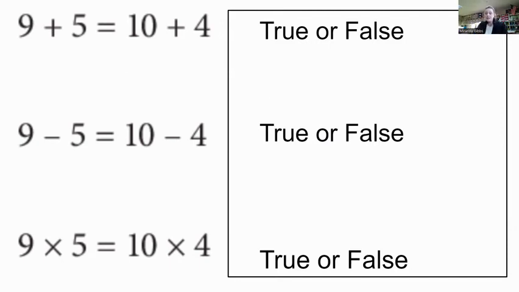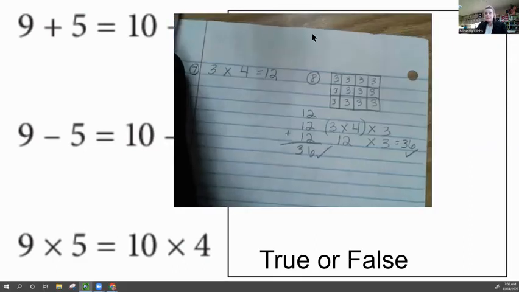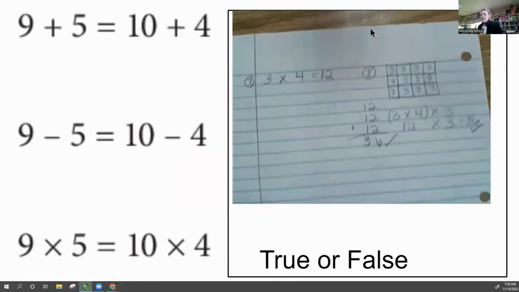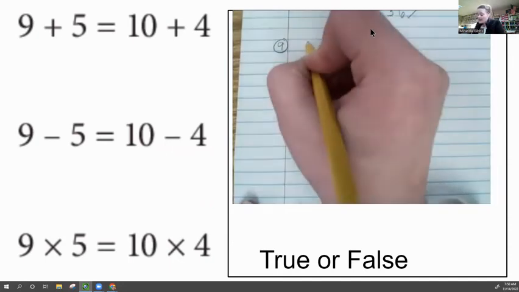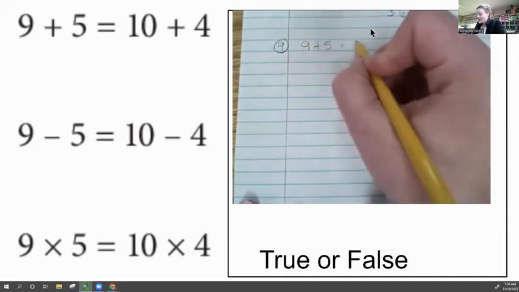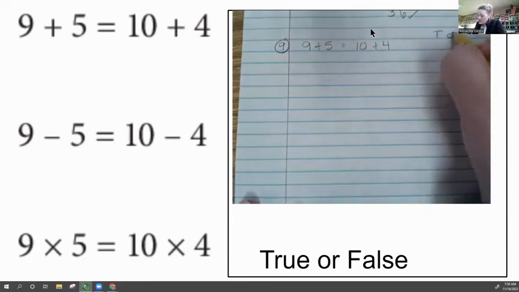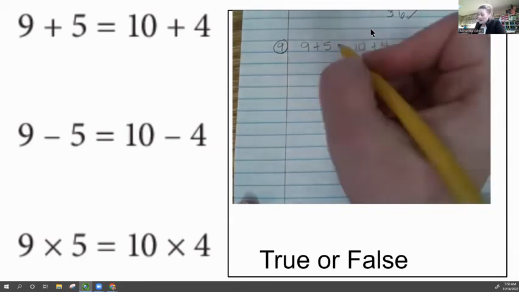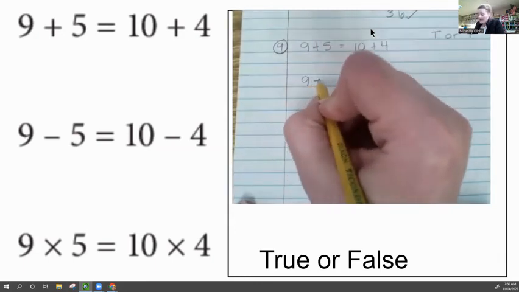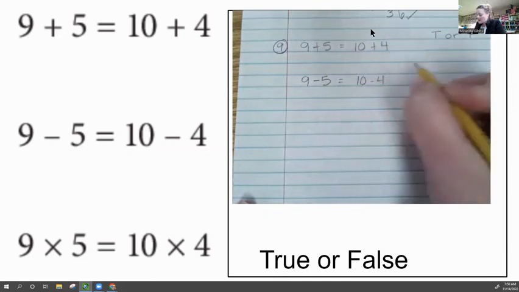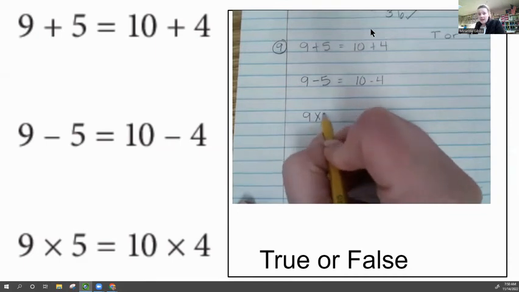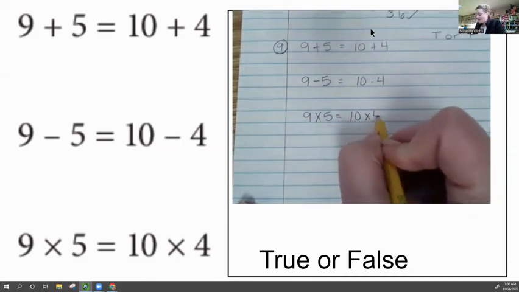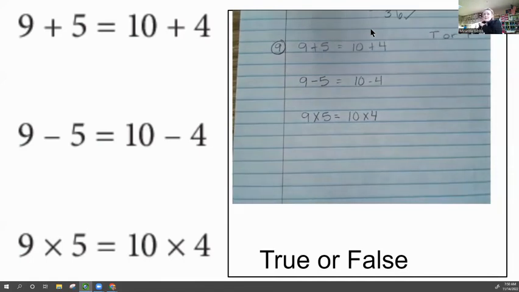So I'm going to pull my visualizer right back up. I'm going to slide it over. And number 9, I'm just going to write the facts out really quickly. 9 plus 5 is the same as 10 plus 4. True or false. Second one was 9 minus 5 is the same as 10 minus 4. Then I've marked true or false. And the last one, 9 times 5 is the same as 10 times 4. I'm noticing a pattern. We're using 9 and 5 on one side and 10 and 4 on the other.